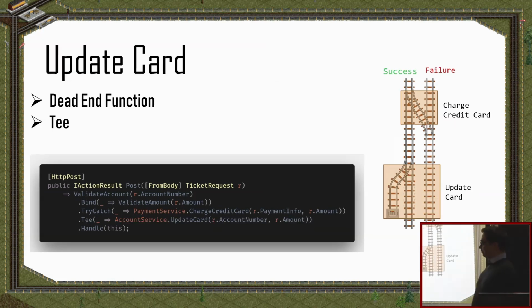And we've got our update card. This is our dead end one. So our dead end functions are handled with the T, as you can see. So it comes down here. Again, T is a bit of a weird name for it.